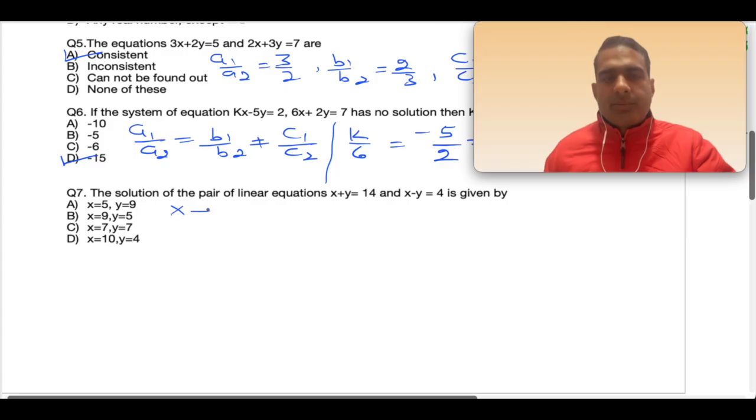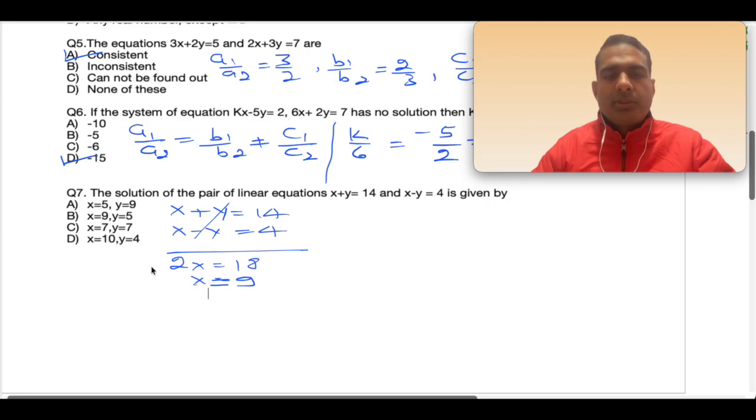So it is x plus y is equal to 14 and x minus y is equal to 4. It is visible that the coefficients of y are equal and of opposite sign in both the equations. So we can add both the equations. So this will cancel out and 2x will be equal to 18. So x will be equal to 9, and we see that x plus y is equal to 14, so y should be 5. So x is equal to 9, y is equal to 5.